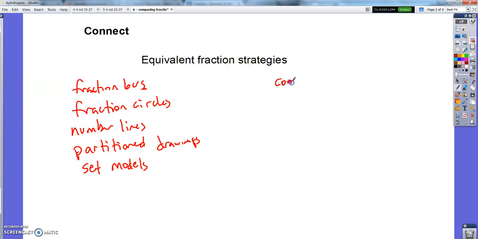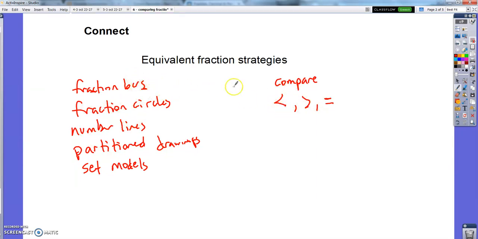The word compare in math, if you have forgotten it, means to tell whether one thing is greater than, less than, or equal to another. And so we're going to do that today instead. A lot of fractions are not equivalent, and if they're not equivalent, then they're either greater than or less than each other.